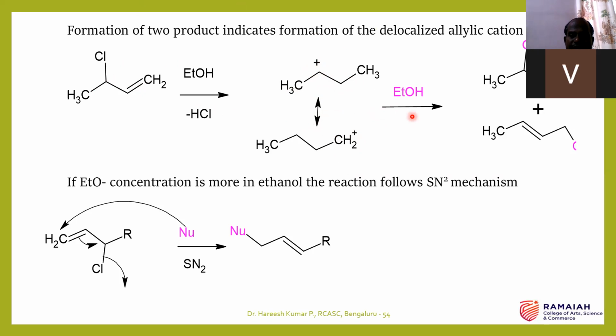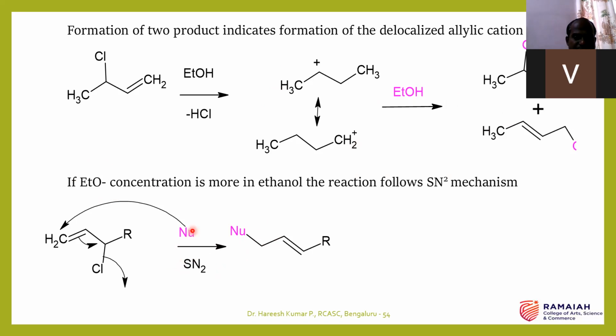So more particularly, it can attack. This is the stable one, this is the less stable one, and it is also forming a two product. This is about the allylic rearrangement reaction. Suppose the ethoxide concentration is more, then what will happen? It's only a nucleophilic substitution reaction, that is called SN2 reaction.